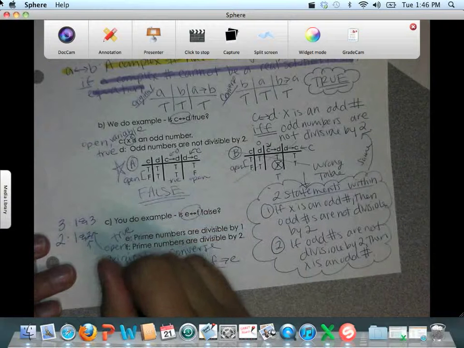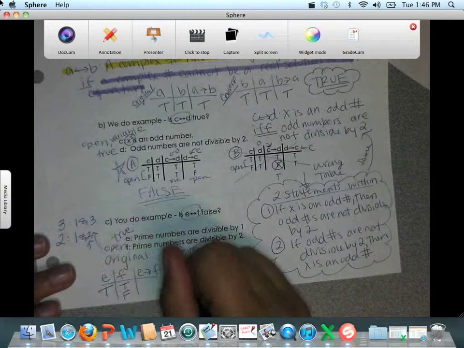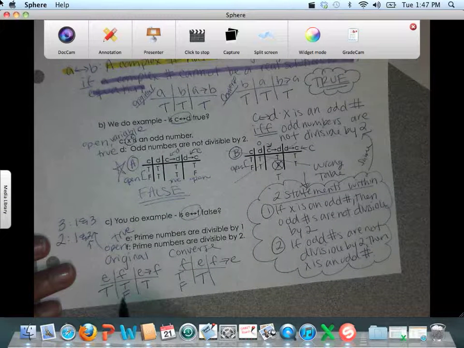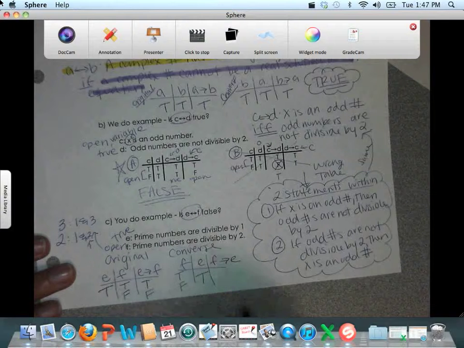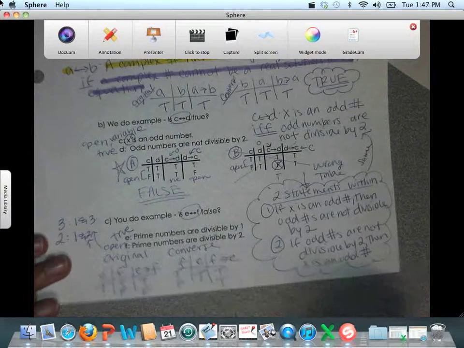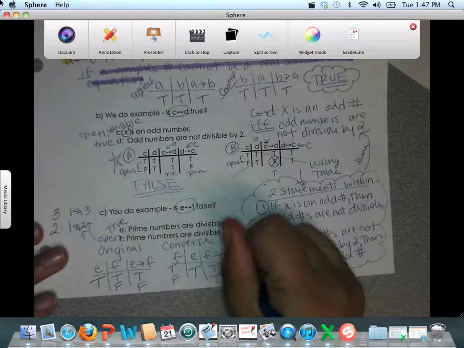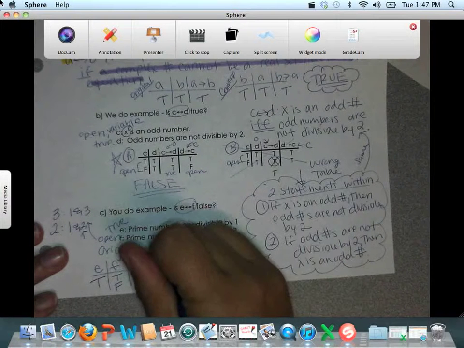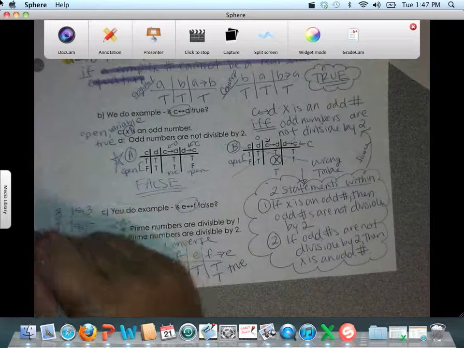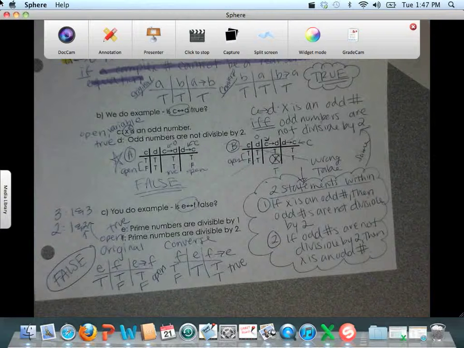Okay, so E is true, but F is open. So TF, TF. Okay, so true, true gives you true. True, false gives you false. True, true gives you true. False, true gives you true. So the converse ends up true, but the original ends up open. So the whole thing is false. All right, and there you go. That is biconditional statements.